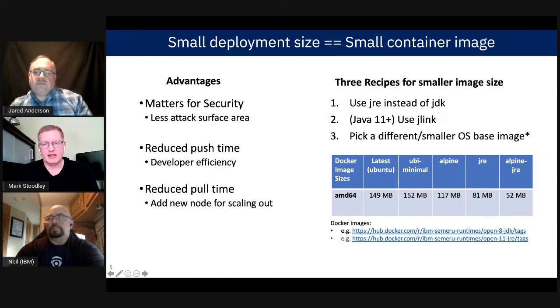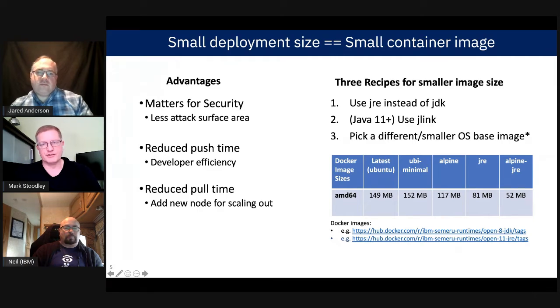You can see that the Ubuntu and UBI images with the full JDK are around 150 megabytes. If you are able to reduce the OS image size down to use Alpine, you can get that down to about 117 megabytes. So that's a pretty substantial benefit for almost no cost to do. If you go from JDK to JRE, you can get all the way down to 81 megabytes. So that's even more impressive. And if you combine them together, you can get down to about 50. So there's about a 2/3 saving in container size that you can make very quickly just by employing two of the three recommendations that we've got here.